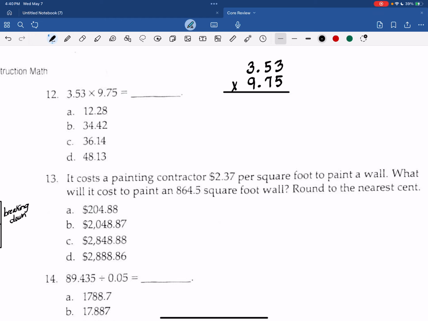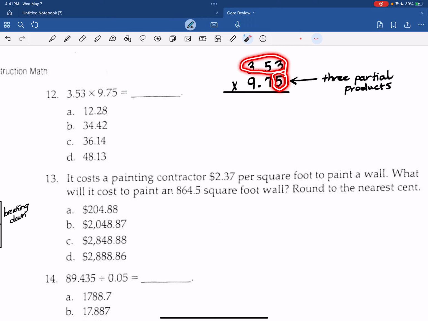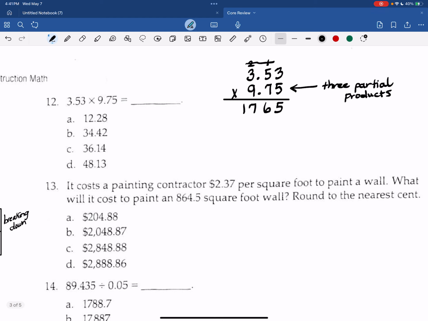We're multiplying. This tells me that we're going to have a 3-layer problem. We're going to have 3 partial products. The first one will come from that 5. So I'm going to take this 5 and distribute it through to those top numbers. 5 times 3 is 15, carry 1. 5 times 5 is 25, plus 1 is 26. And 5 times 3 is 15, plus 2 is 17. And I'm going to cross those off because I've used them.